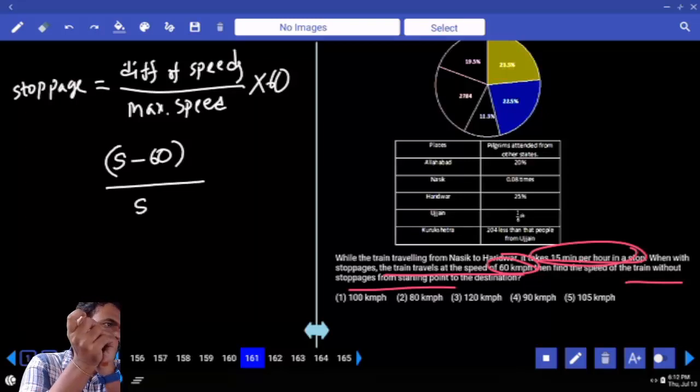With stoppages 60 km per hour. Without stoppage S km per hour. What is the difference of the speeds? S minus 60. With stoppages 60 km per hour, without stoppage S km per hour, and difference of the speeds means S minus 60 by maximum speed, S or 60. S multiplied by 60.